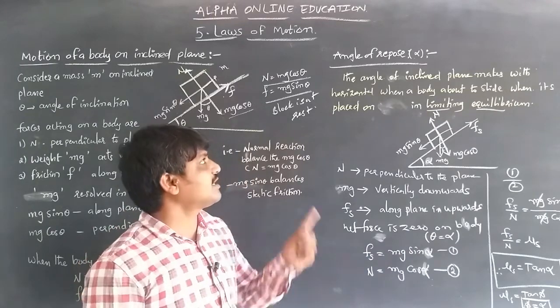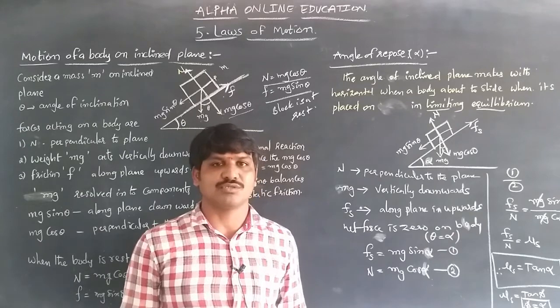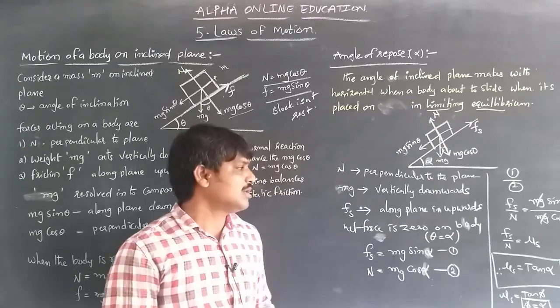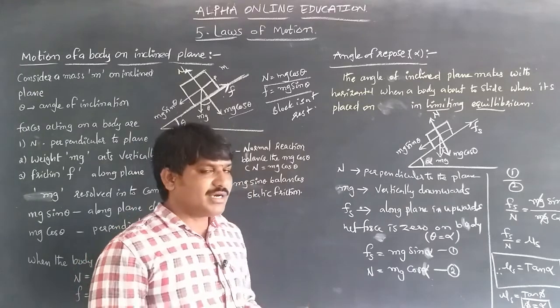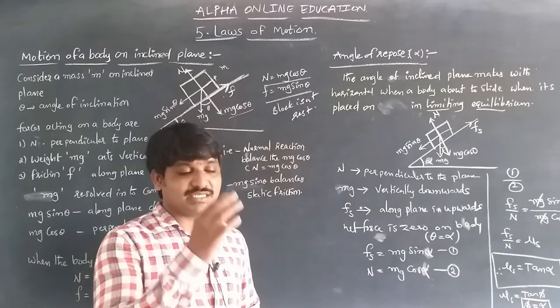From that equation we can write that the angle of friction is equal to the angle of repose when the body is about to slide from the inclined plane. So what is the comparison when the angle theta is less than alpha, and the body is about to slide down?